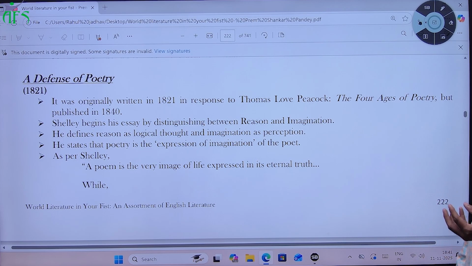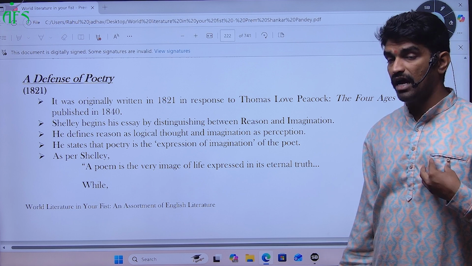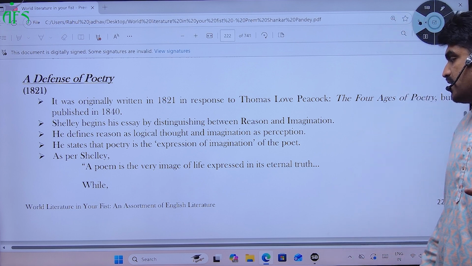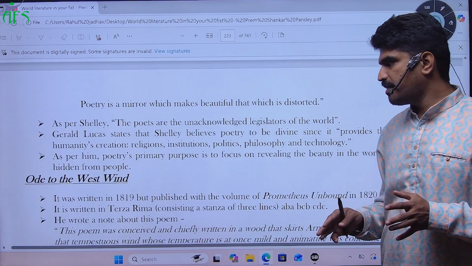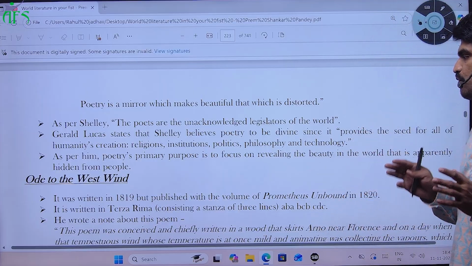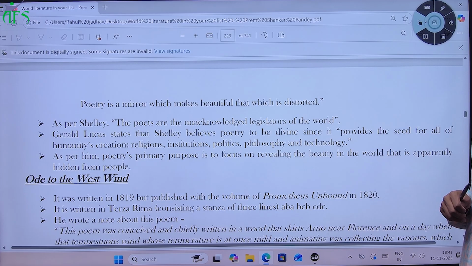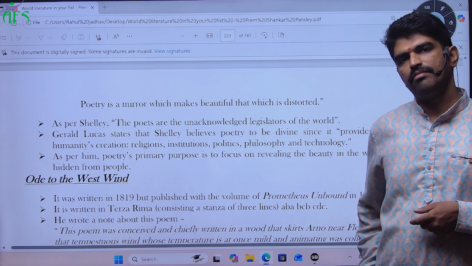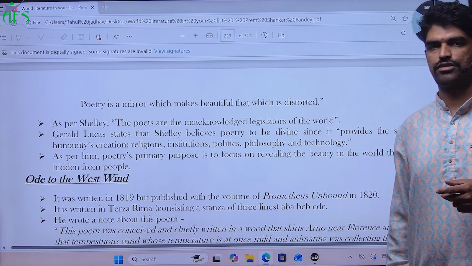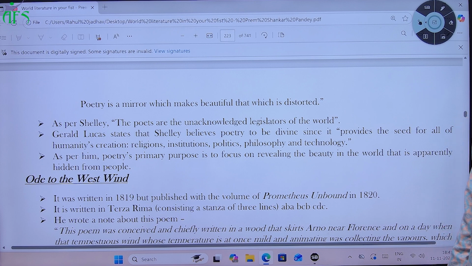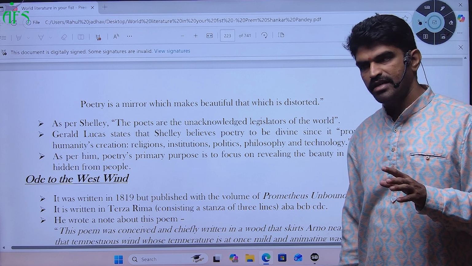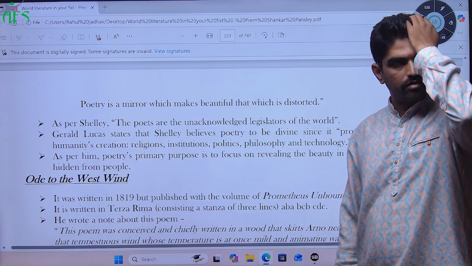So, as per Shelley, a poem is the very image of life expressed in its eternal truth, and poetry is a mirror which makes beautiful that which is distorted. And as per Shelley, the poets are the unacknowledged legislators of the world. They create the law, they bring the harmony, they make the world function in a lawful way, was a kind of a statement we find him making over here. And so he remains, in a way, an interesting person again.